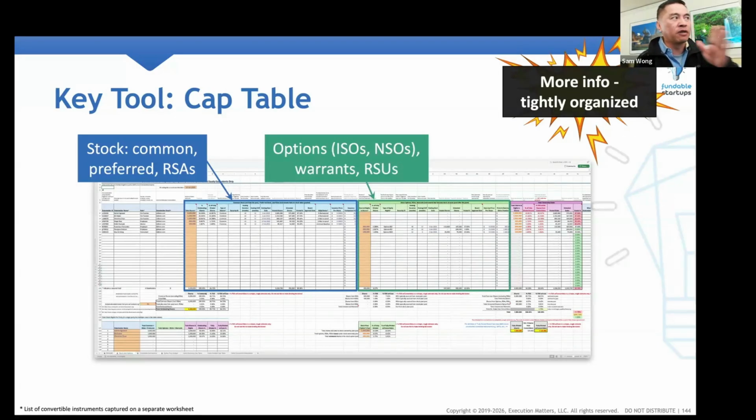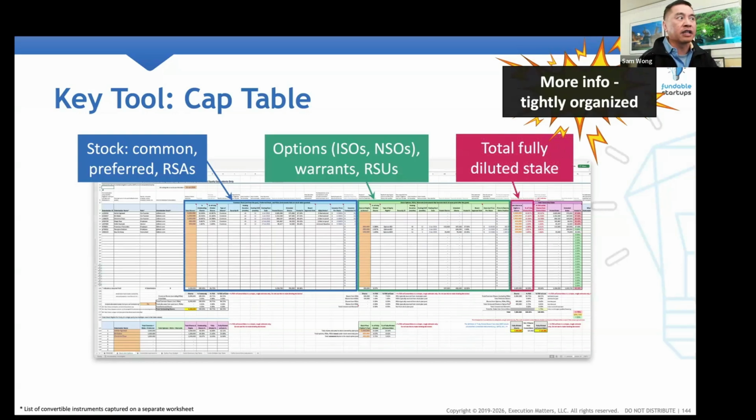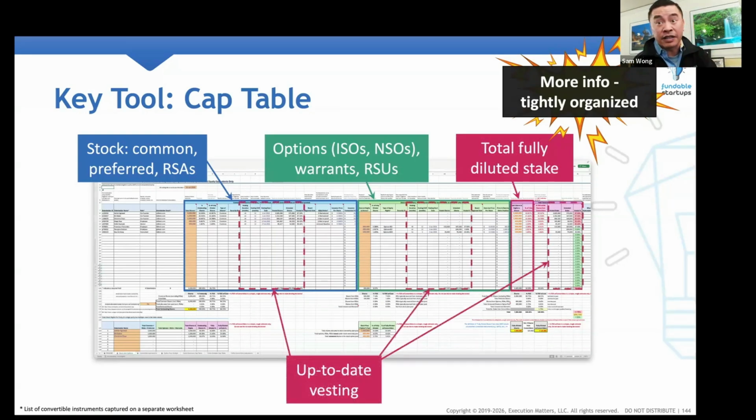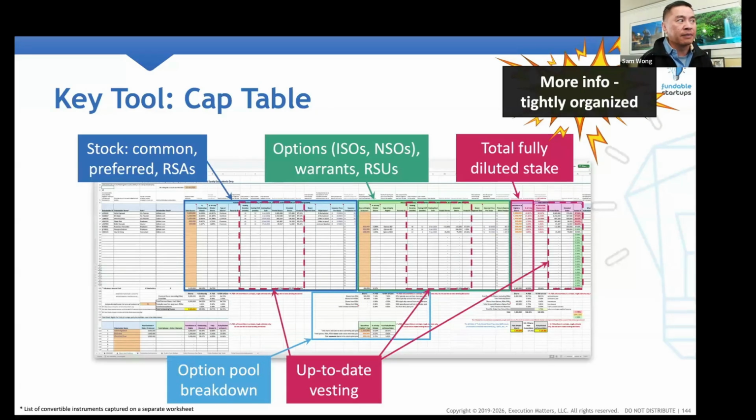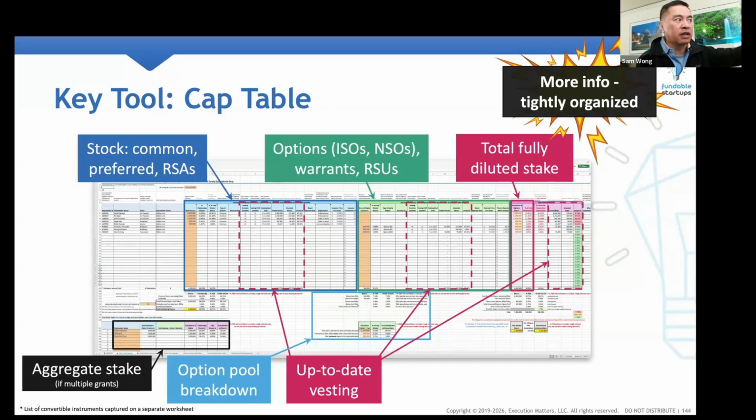It captures common and preferred stock, RSAs, ISOs, NSOs, warrants, RSUs, all the different variants. It also estimates the fully diluted stake. It has up-to-date vesting, which is one of the most important things that I look at when I look at investing in a company. It breaks down the details of the option pool. It aggregates the stake of the stakeholders in case a certain founder or employee has had multiple grants.